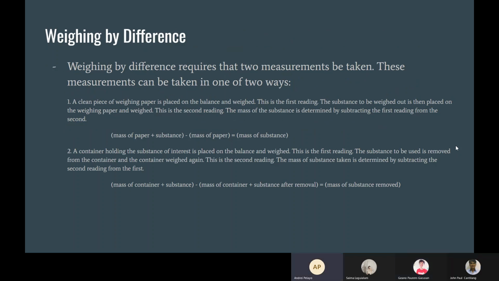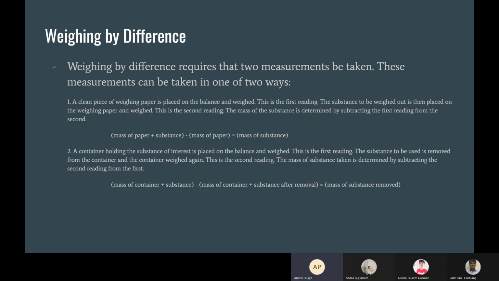Weighing by difference requires that two measurements be taken. These measurements can be taken in one of two ways. 1. A clean piece of weighing paper is placed on the balance and weighed. This is the first reading. The substance to be weighed out is then placed on the weighing paper and weighed. This is the second reading. The mass of the substance is determined by subtracting the first reading from the second. So mass of paper plus substance minus mass of paper equals the mass of substance.